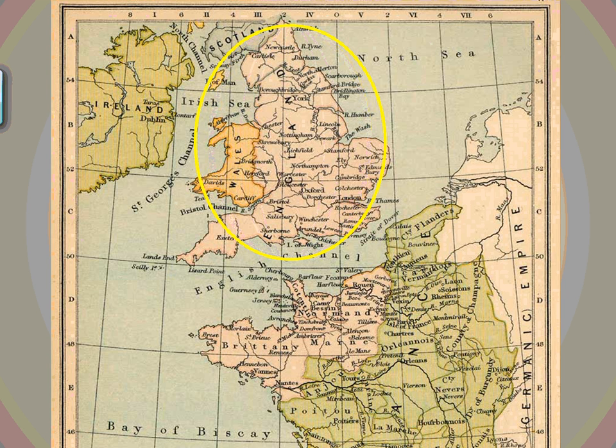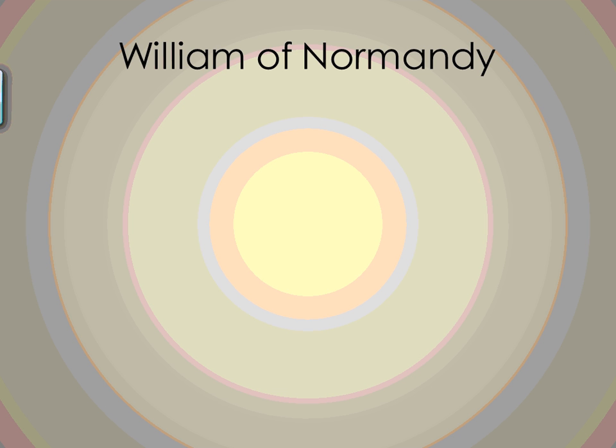So we're going to talk today first about a man who came from one particular part of France, the part of France that is now highlighted, which is called Normandy. And it's the small northern part of France on the English Channel, as you can see. And the name of this person who came from there is William of Normandy.